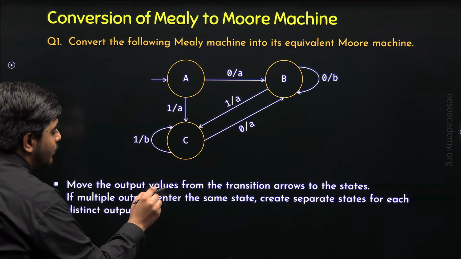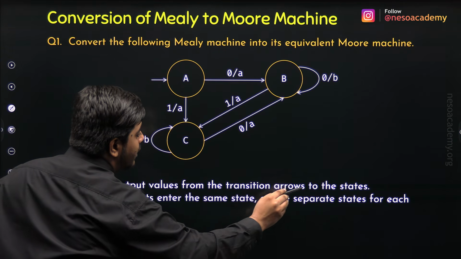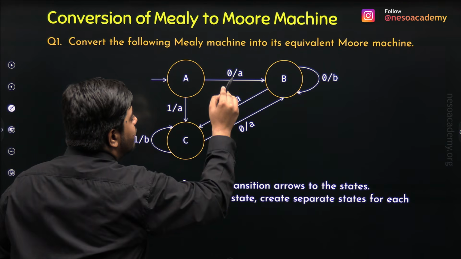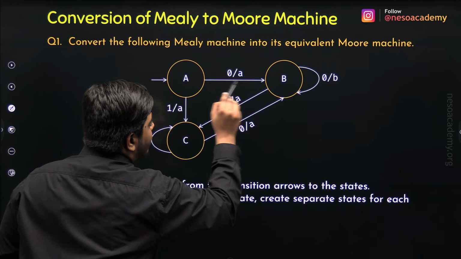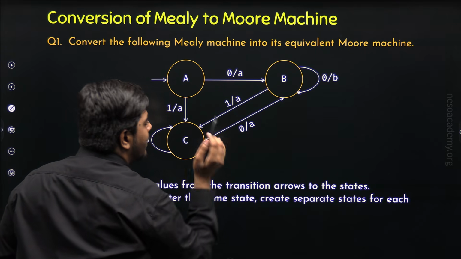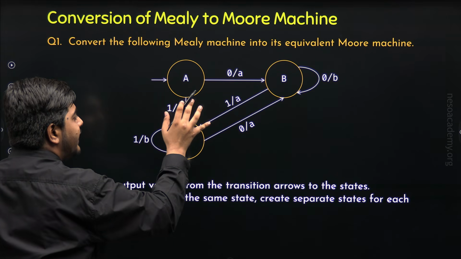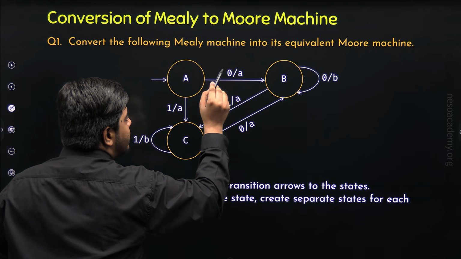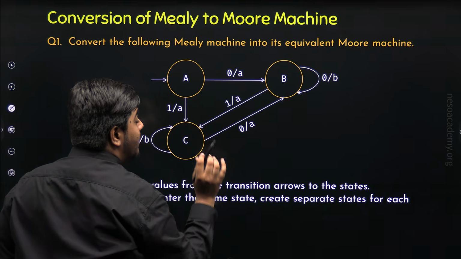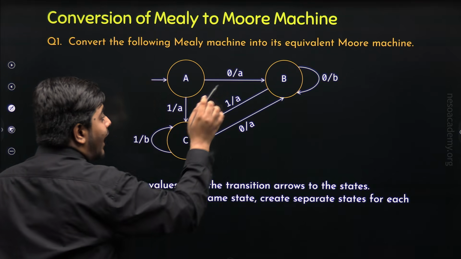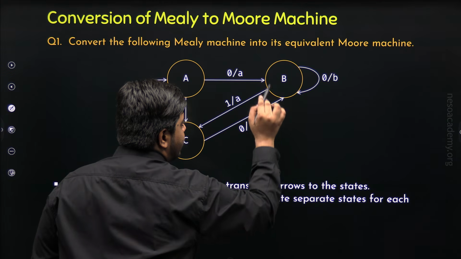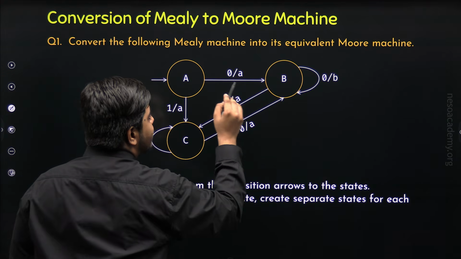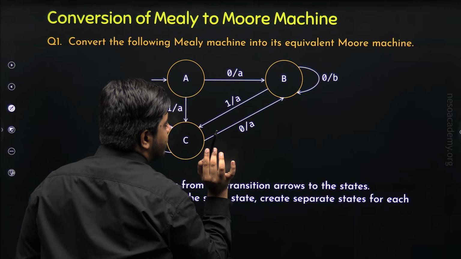Move the output values from the transition arrows to the states. That means we have to move the output values from the transition arrows into the states. Why? Because in case of Mealy machines, the outputs are associated with inputs over the transition arrows. But in case of Moore machines, the outputs are associated with the states. That is why we are required to move the output values from the transition arrows into the states.